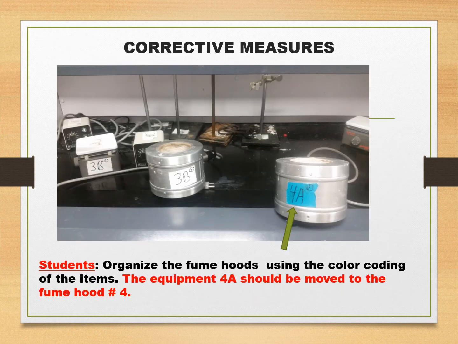For example, when we closely see the above fume hood, you can see that most of the equipment here are labeled as 3B. So this 4A equipment is misplaced here, so it should be moved to its proper place.